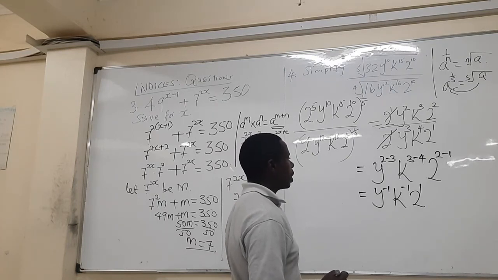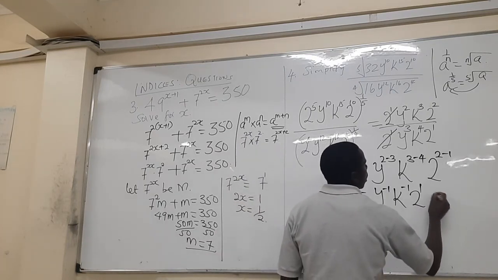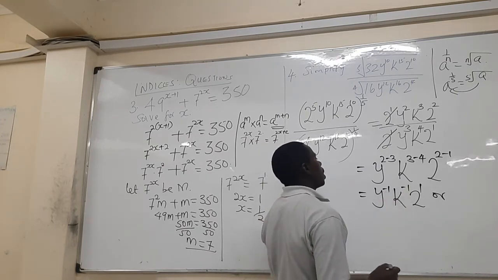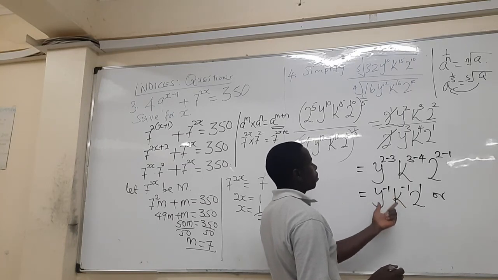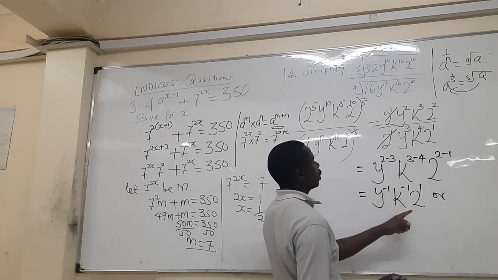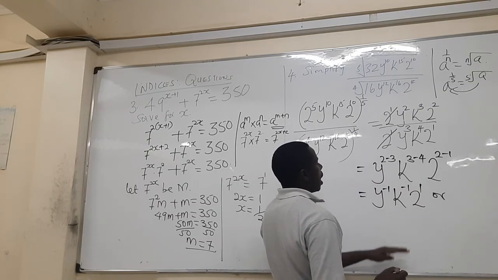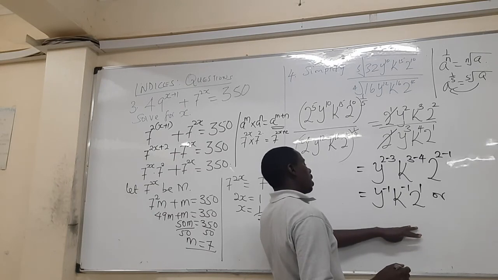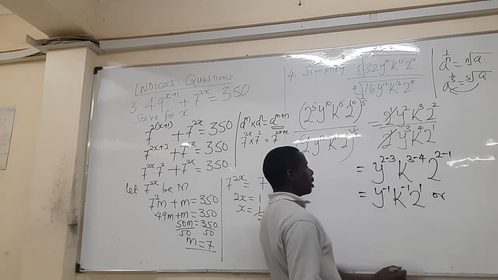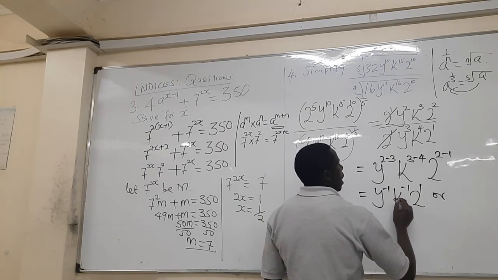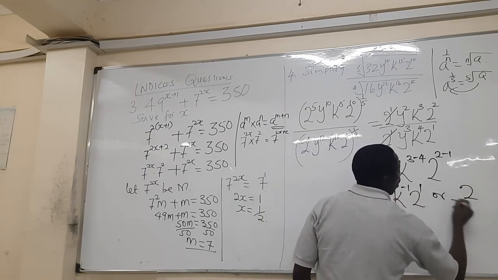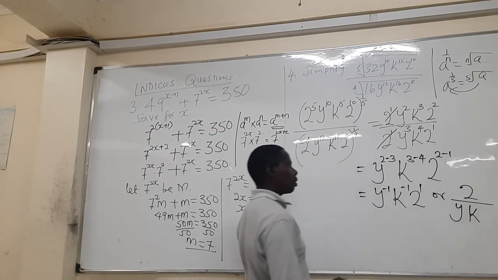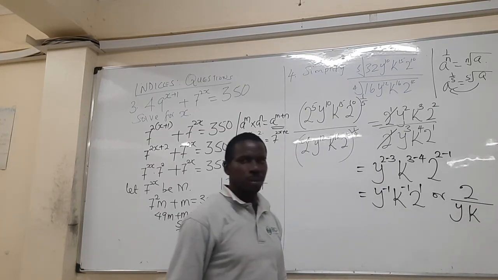Or else we can write it in a different way, where the y power minus 1 and k power minus 1 there, you know, the minus means the reciprocal. In other words, if you want it to be positive, we write it on the other side. If they are in the numerator, we write them in the denominator. If they are in the denominator and we want to change the sign, we put them on the upper side. So we are going to have 2 all over y times k. So the two answers are the same.